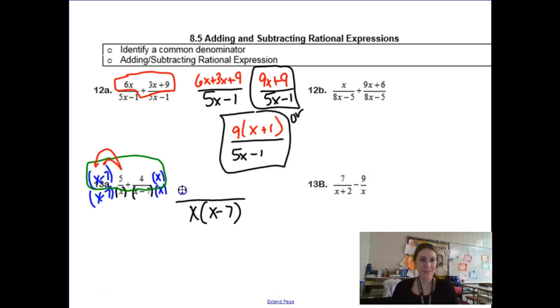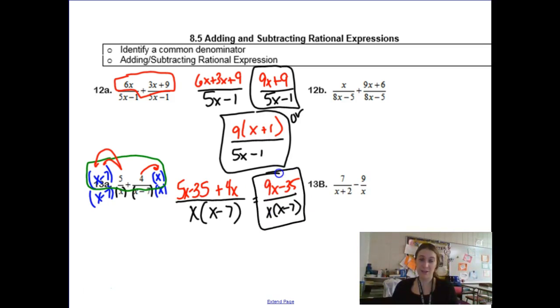Alright, distributing the 5 here, you get 5x minus 35 plus, this is now a 4 times x, right? So it's 4x. And the next step in my list says clean up that numerator, so this is 9x minus 35, which doesn't factor. That makes me so happy because that means I'm done. If you know your numerator doesn't factor, there's not going to be any more canceling, so life is good.